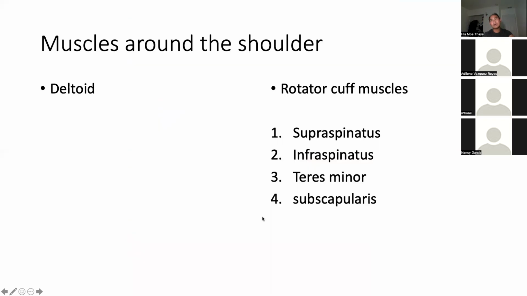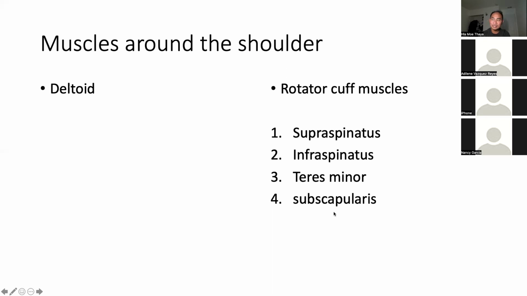So let's look at the muscles around the shoulder. The deltoid muscle is not part of the rotator cuff. It is separate, and it gives the contour of our shoulder. And we need to know the four rotator cuff muscles. What are the rotator cuff muscles? They are the supraspinatus, infraspinatus, teres minor, and subscapularis.